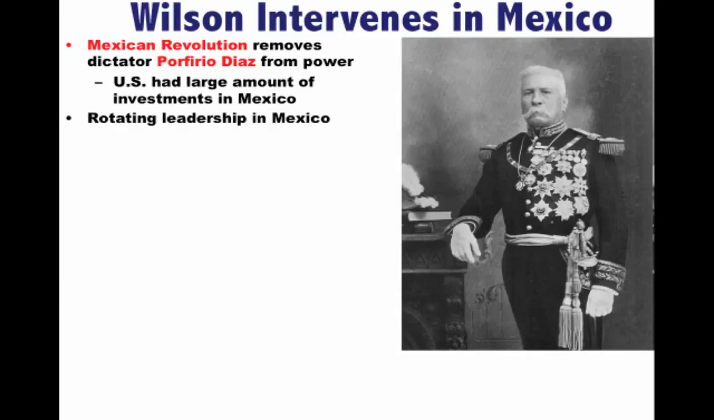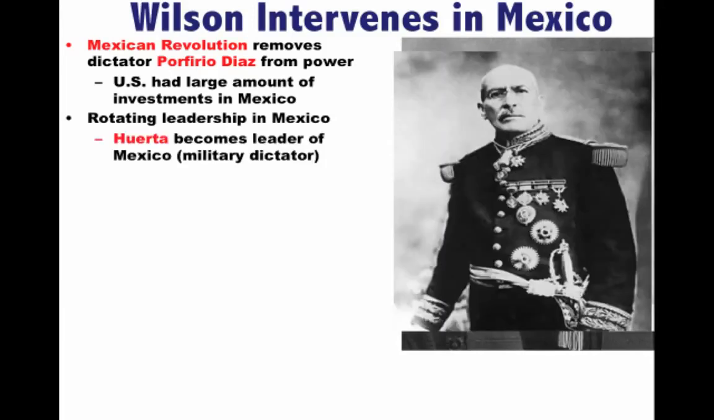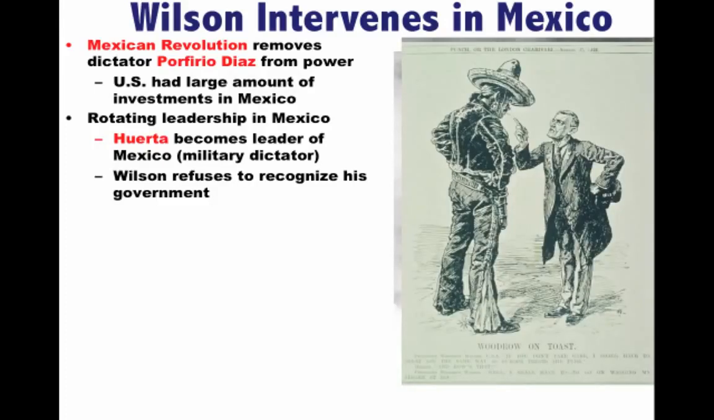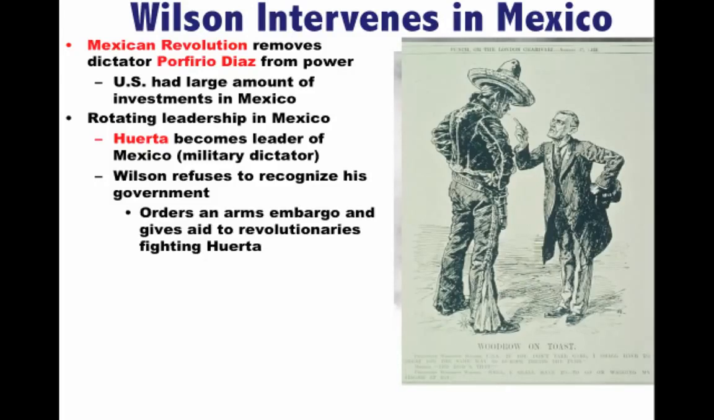There's rotating leadership in Mexico. Various people are trying to assume power, and there's a power struggle that takes place, and eventually a guy by the name of Huerta becomes the leader of Mexico. And he was kind of a military dictator, and Wilson does not like him. He refuses to recognize his government. He calls it a government of butchers. And one of the things Wilson does is he orders an arms embargo, keeping weapons from getting to the Huerta government, and he starts giving aid to revolutionaries fighting Huerta, some of those by the name of Carranza and Pancho Villa.